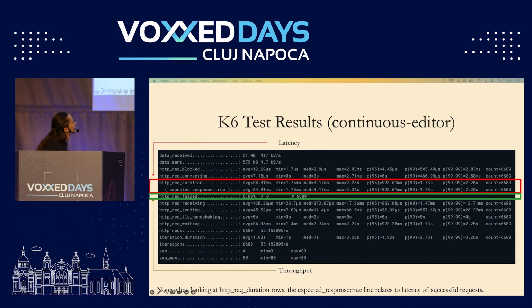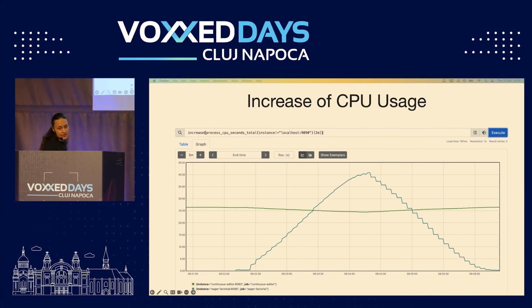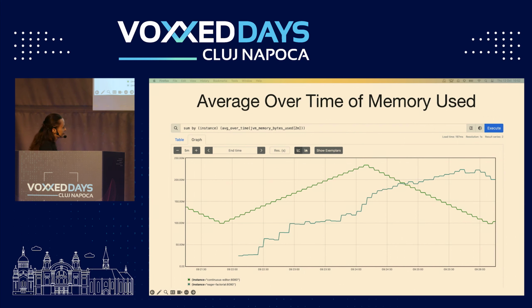So, the increase of CPU usage. Well, as expected, the eager factorial is using a lot of CPU, while the continuous editor, which is I/O, has a flat line in CPU time. In the case of memory, again as expected, the editor consumes more memory, while the factorial stays kind of flat at some point.